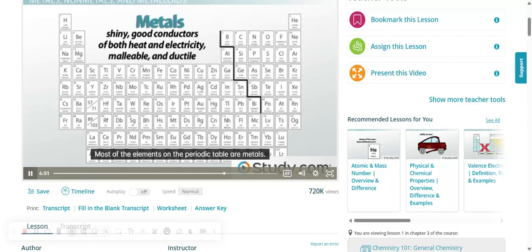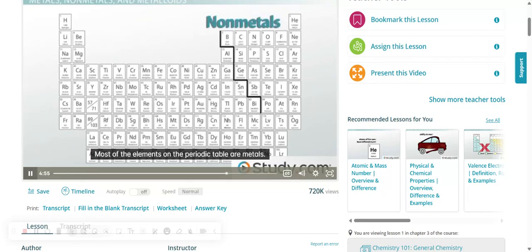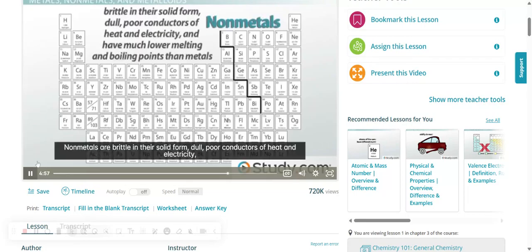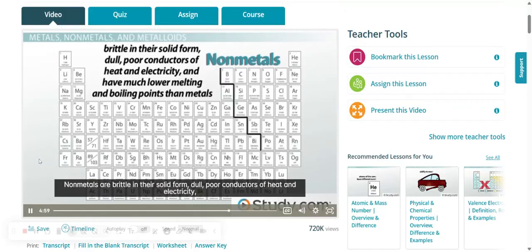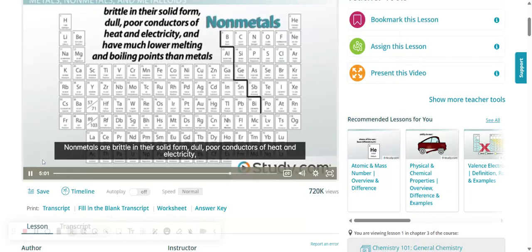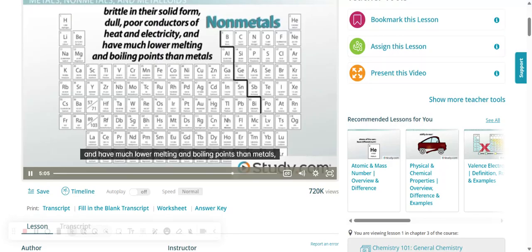Most of the elements on the periodic table are metals. Elements to the right of the line are called nonmetals. Nonmetals are brittle in their solid form, dull, poor conductors of heat and electricity, and have much lower melting and boiling points than metals, which is why many of them are gases at room temperature.